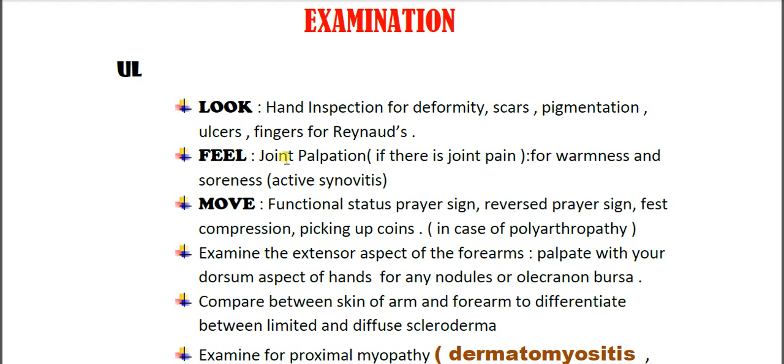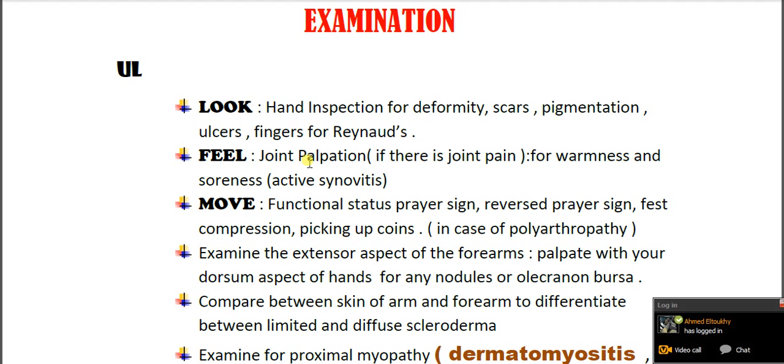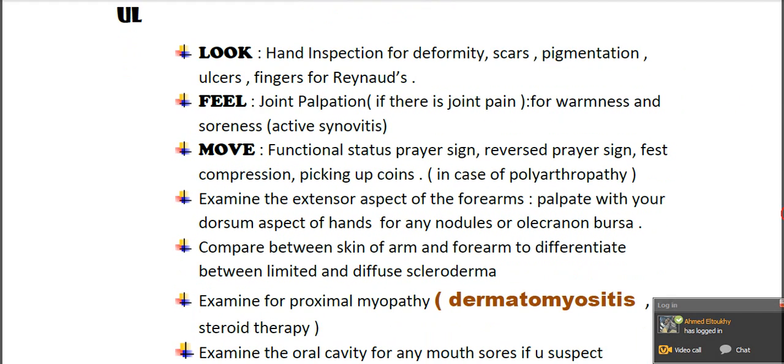Feel the joints by palpation for active synovitis, for warmth and soreness. So for joint palpation, compress the joints between your fingers slightly and tell the patient to tell us if she feels any pain at any time, and to see if there is any soreness at all. You can also put the dorsum aspect of your hand on the joints and on the forearms of the patient to compare the warmth.